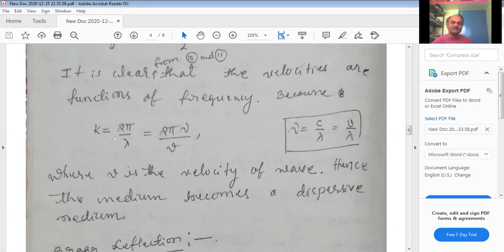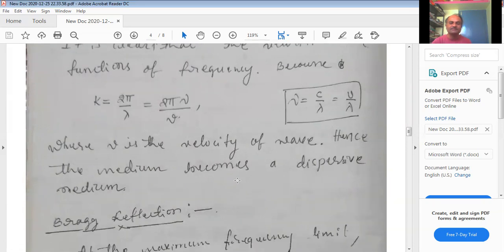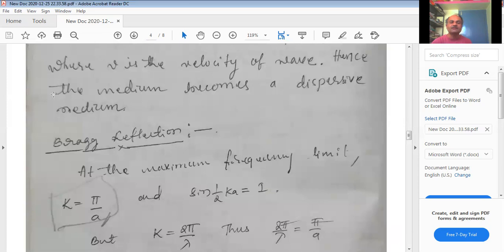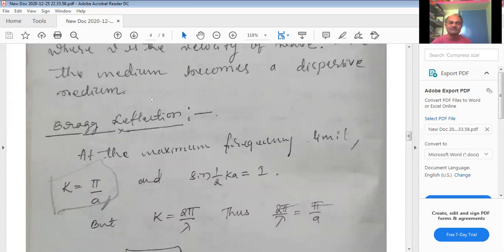As you know, k is equal to 2 pi by lambda. This is equal to 2 pi nu over v, using the standard relation, where nu is the frequency and v is the velocity, and this lambda can be written as v upon nu for a given medium, where v is the velocity of the wave. Hence, the medium becomes a dispersive medium for shorter wavelengths.